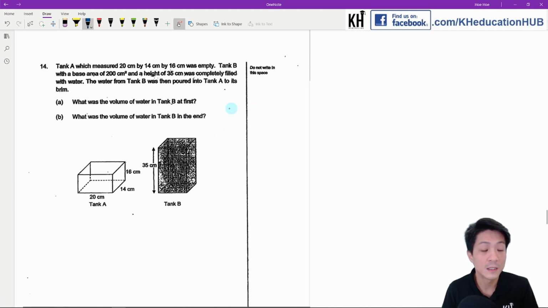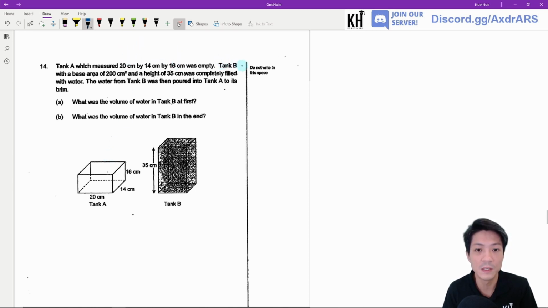Question 14. Tank A, which measured 20 cm by 14 cm by 16 cm, was empty. Tank B, with a base of 200 square cm and a height of 35 cm, was completely filled with water. The water from tank B was poured into tank A to its brim. Part A, what was the volume of water in tank B at first?